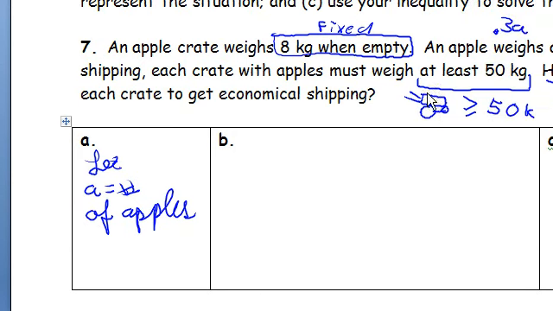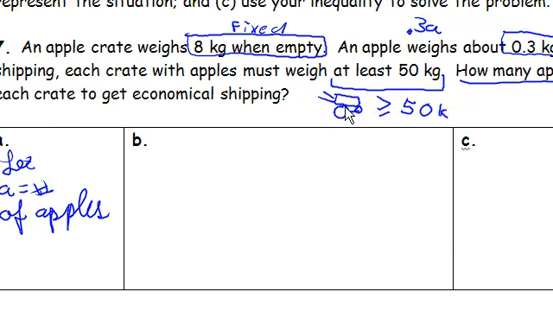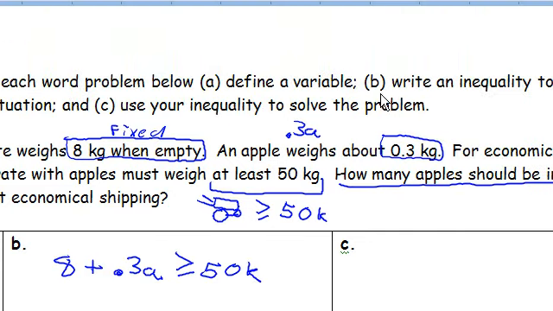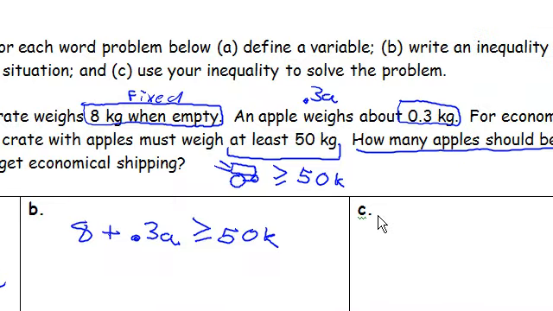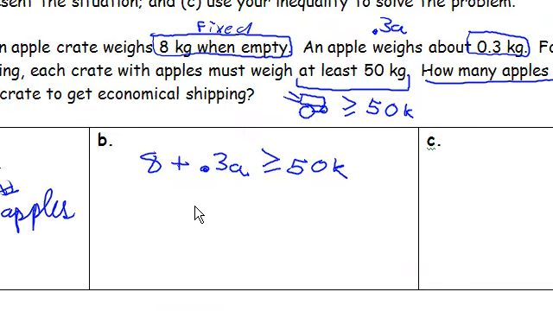So B, let's set up this inequality. Well, we drew a little picture up here. We know our crate needs to weigh at least 50 kilos. So the weight of our crate function is 8 kilograms when it's empty, plus 0.3 kilograms for every apple you load in the crate. And we know that that needs to be greater than or equal to 50 kilograms. So B, write an inequality to represent the situation, and C, solve the inequality.